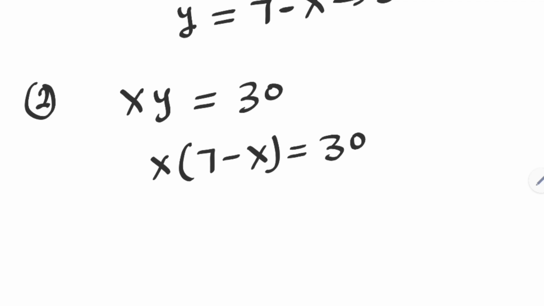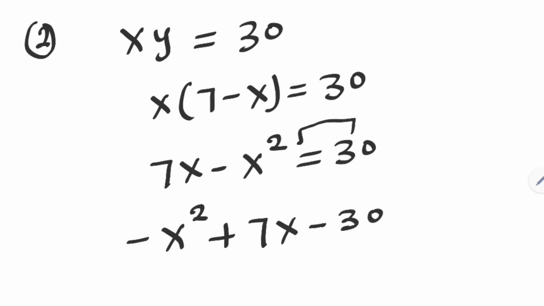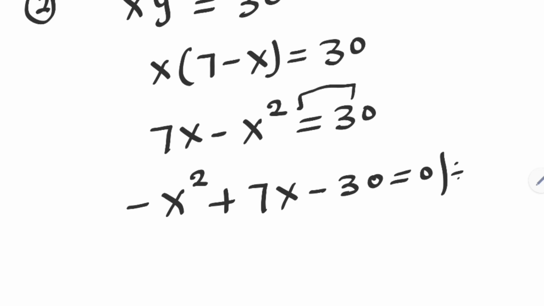Let us open the bracket with this x. x multiplied by 7, that is 7x, minus x multiplied by x, x squared, is equal to 30. This can be written as minus x squared plus 7x. If you equate everything to 0 and bring this 30 to the left hand side, we have minus 30 is equal to 0. Now let us divide the whole of this equation by minus 1.